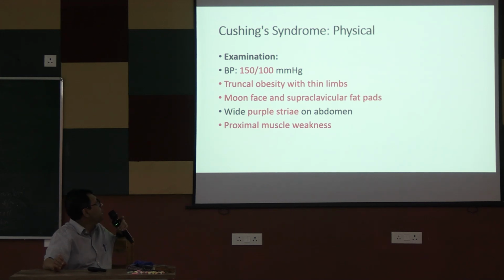Truncal obesity with thin limbs, moon face and supraclavicular fat pads. White purple striae on the abdomen and proximal muscle weakness. These are the common clinical findings we get in a patient with Cushing's disease.